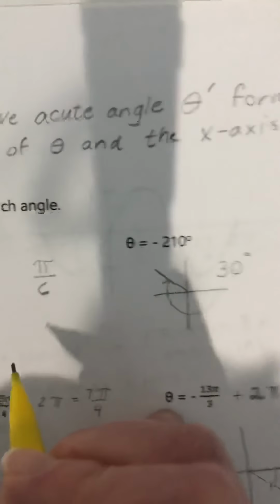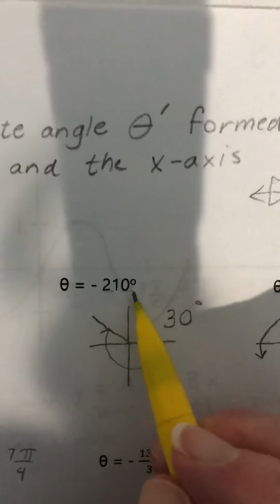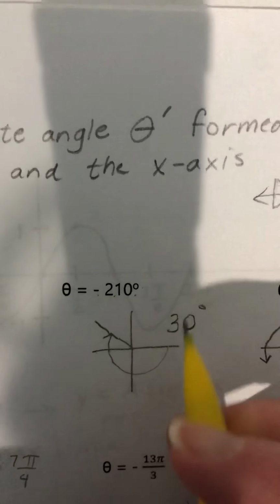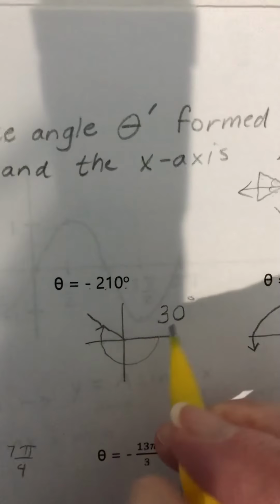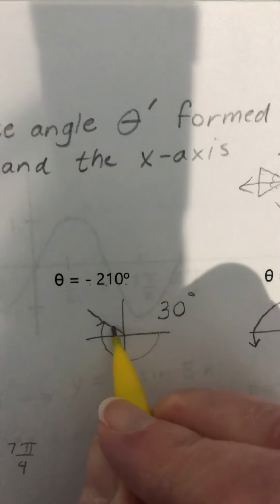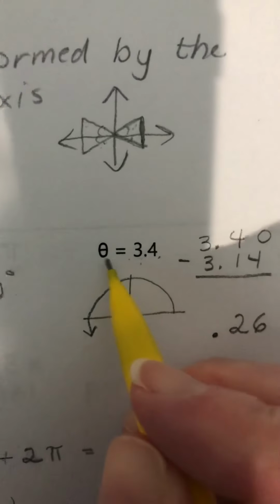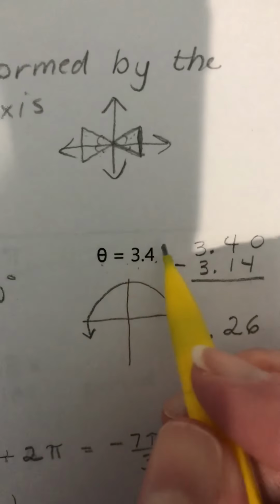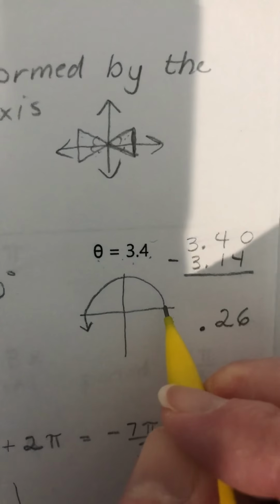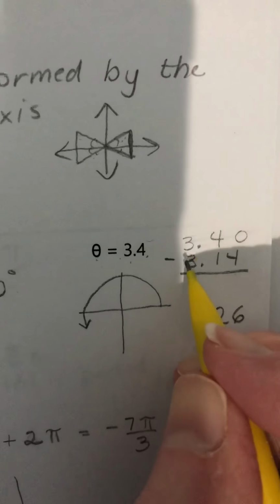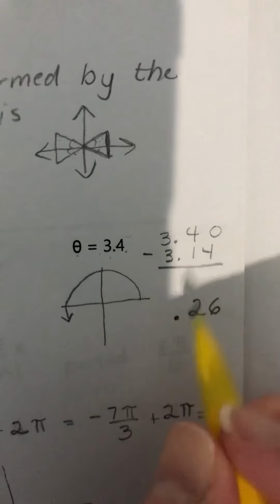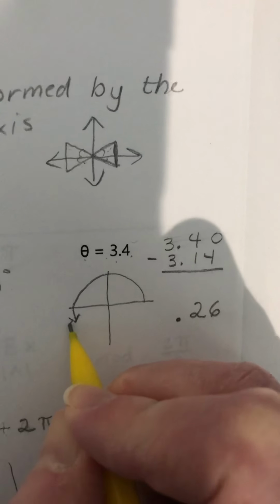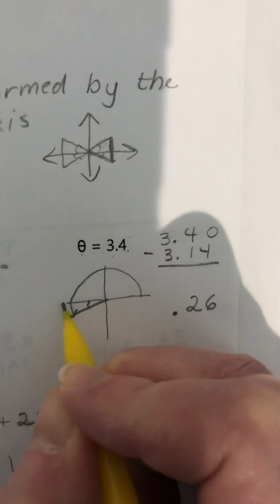That's my reference angle. Negative 210 degrees means I have a clockwise turn. So I start here, I turn 180, and then I've got 30 left over. So my reference angles are always formed with the x-axis, 30 degrees. Now if I say 3.4 is theta, assume that's in radians because I didn't put a degree here. And so if I go pi radians, pi is equal to 3.14. So what's left over between 3.4 and 3.14 would be 0.26. And so your reference angle has to be made with the x-axis.